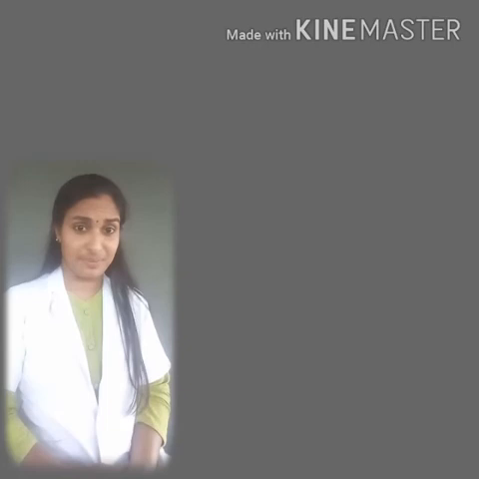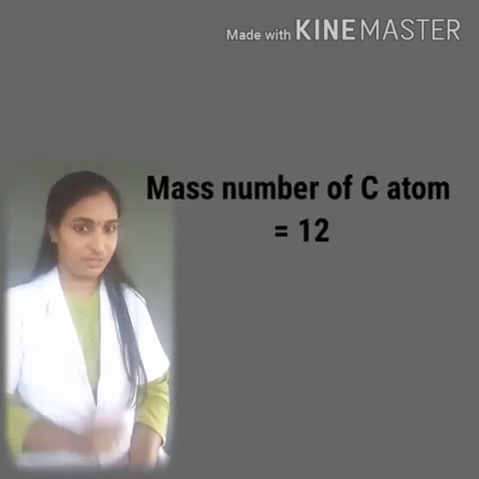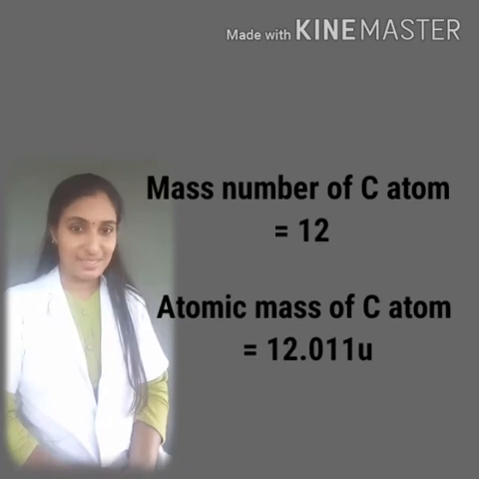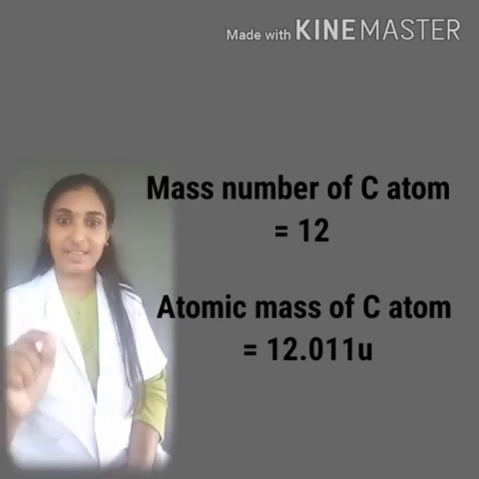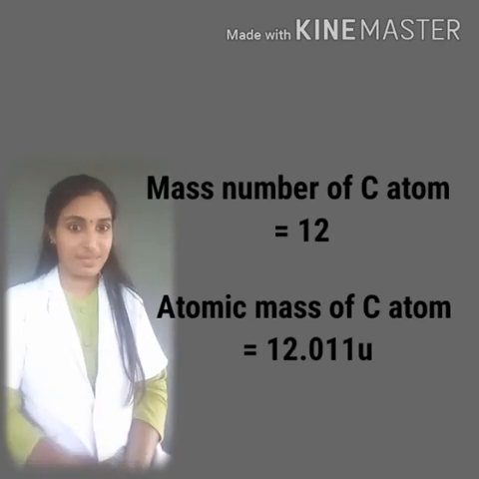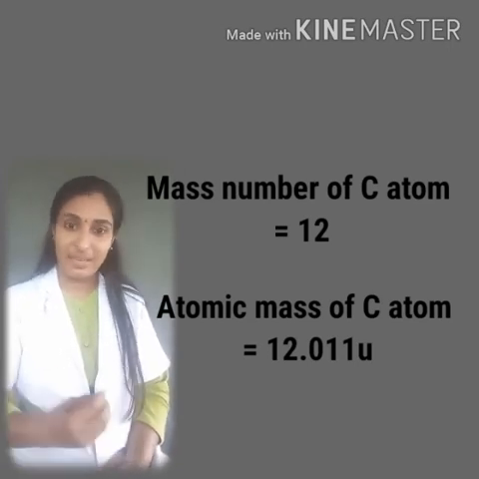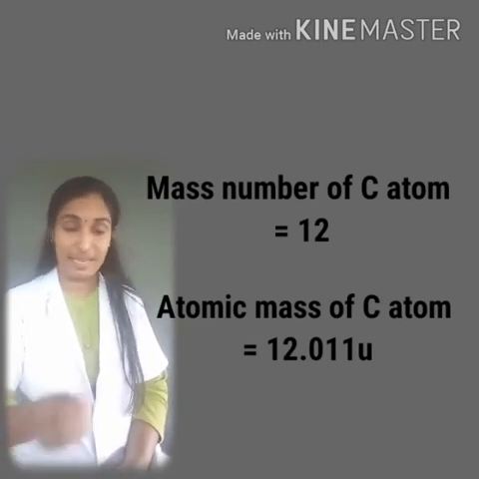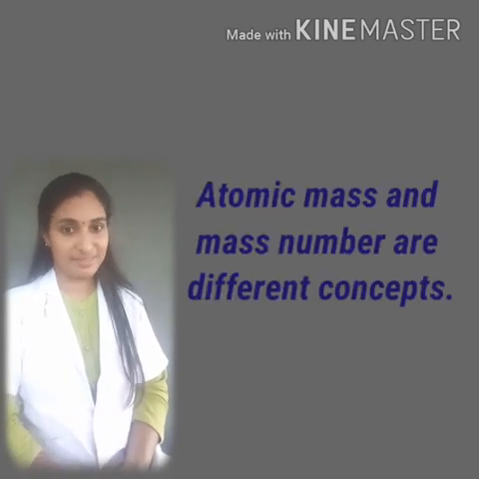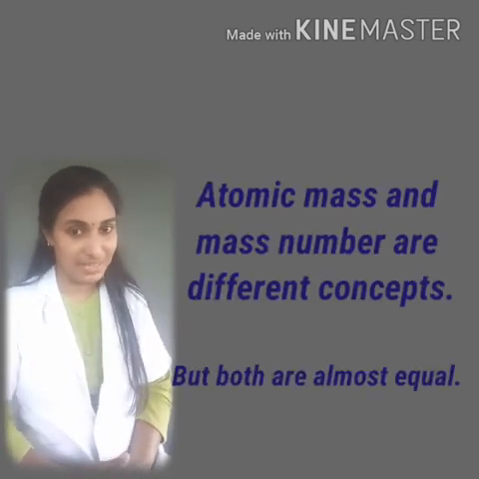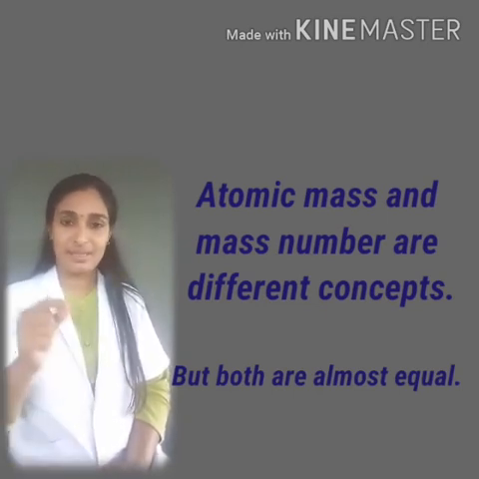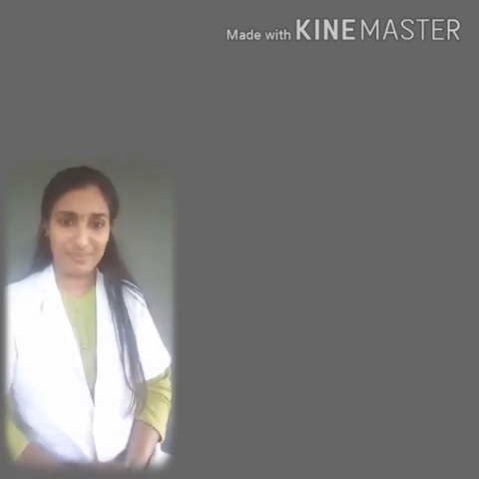Similarly, a carbon atom has a mass number of 12, with 6 protons and 6 neutrons. But its atomic mass is 12.011 U. That is the exact value of the atomic mass of carbon. But it is almost equal to its mass number 12. So, mass number and atomic mass are different, but both are almost equal. Note that down.